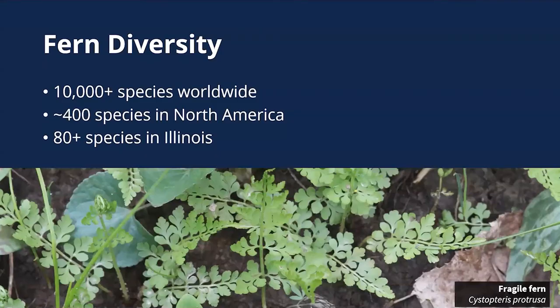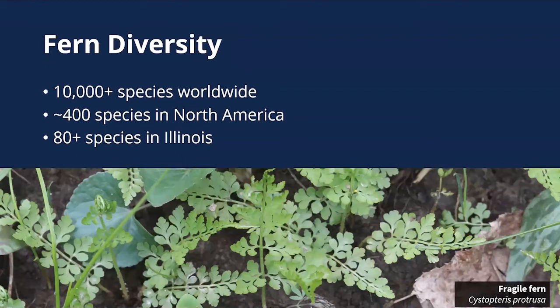But in terms of extant ferns, where we are in the world, ferns are a fairly diverse group. They're not as diverse as some of the other plant groupings. Overall, there's about 10,000 species of fern worldwide, and only about 400 or so species in North America. In Illinois, we're a little over 80 species, depending on how you count the taxa here. So again, not a diverse group compared to some of the other types of plants we have in the state, but still plenty, 80 some species.